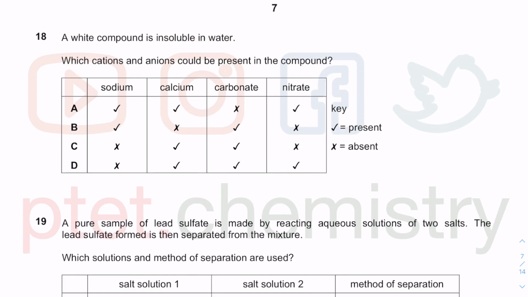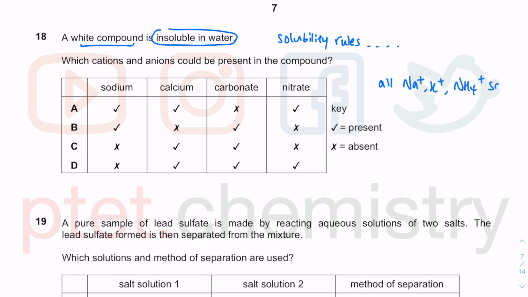Question 18, this is to do with solubility rules. So they will not ask you directly what is rule number 1, what is rule number 2. This is about a white compound insoluble in water. We know that all sodium salts, potassium salts, and ammonium salts are soluble. If you contain these ions, these cations, then you are soluble. So a sodium salt cannot be insoluble. So sodium salt, Na plus, cannot be present.